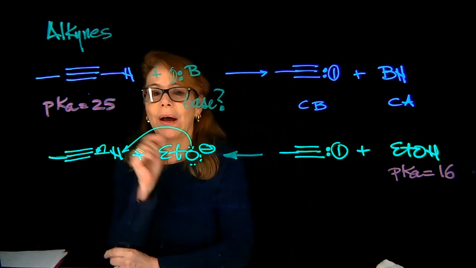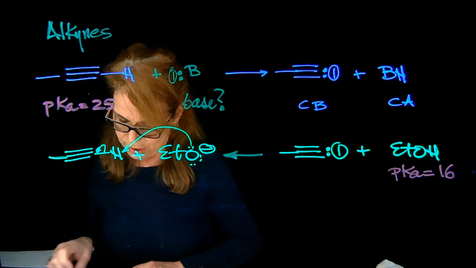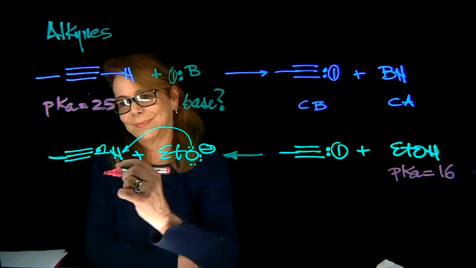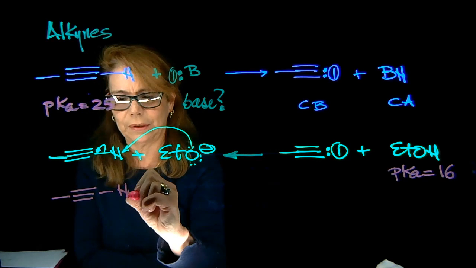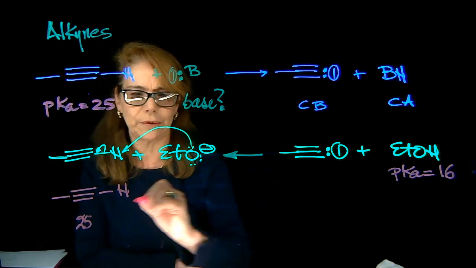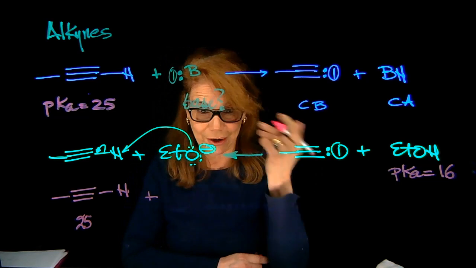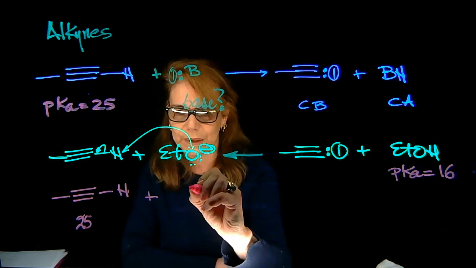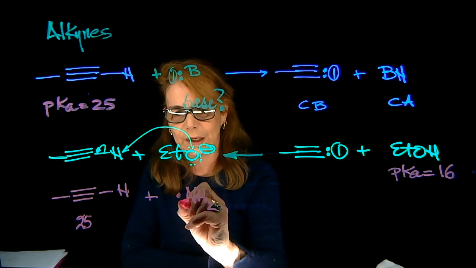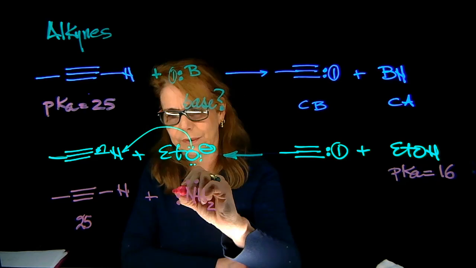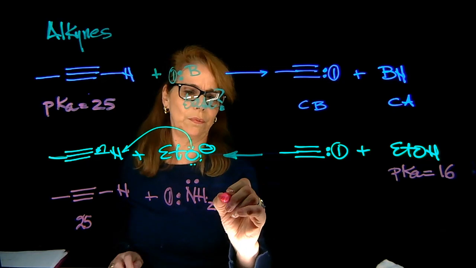Now I'm going to try a different base. This time I'm going to use sodium amide. This is again my terminal alkyne, and I know my pKa is 25. When I use sodium amide, I'm not writing the counter ion, but just the amide anion right here. So if I do that reaction, what would be the product?